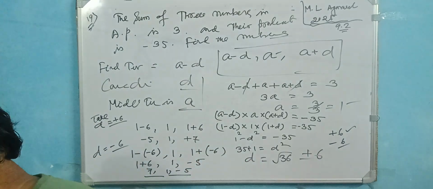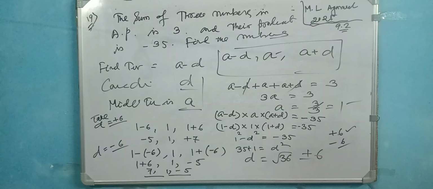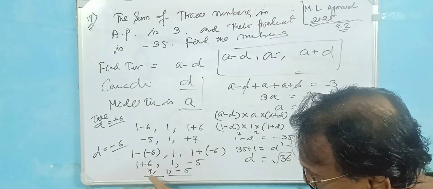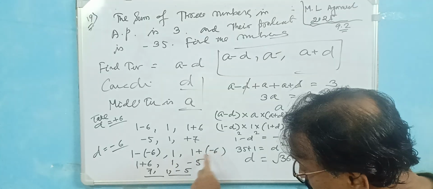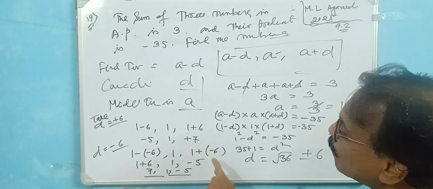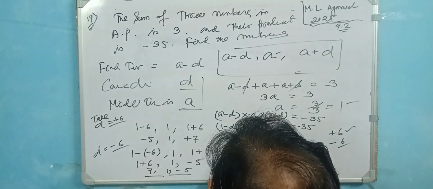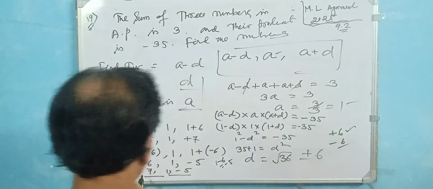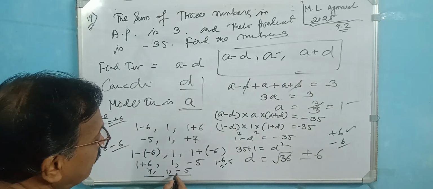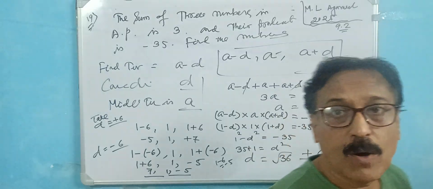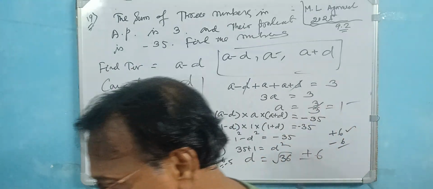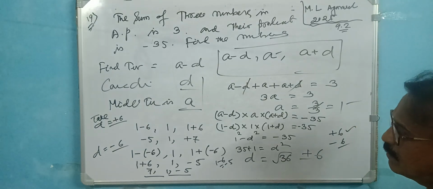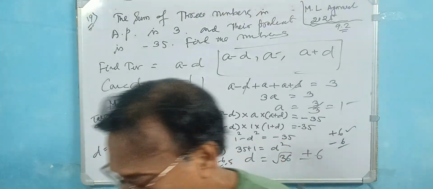7, 1, minus 5. Is it clear? Just see: 1 plus 6 is 7. This is 1, and this is 1 plus minus minus, so this is actually 1 minus 6, which is minus 5. So 7, 1, and the next is minus 5. So there are two answers: 7, 1, minus 5. Clear? Very good sum.